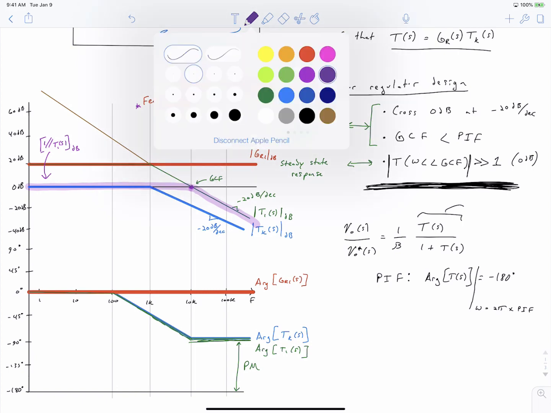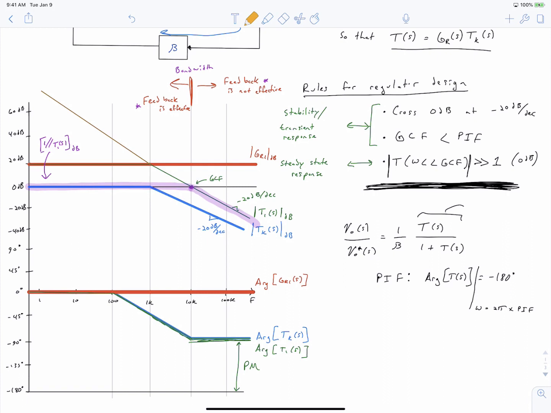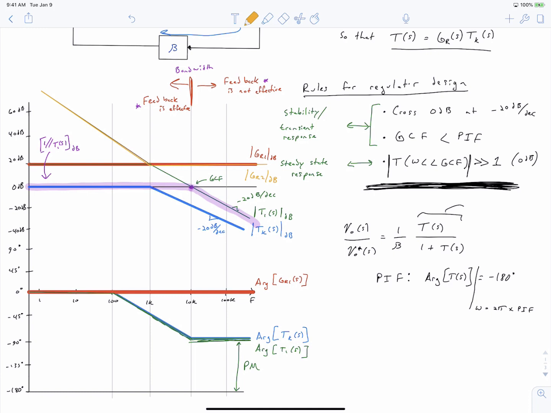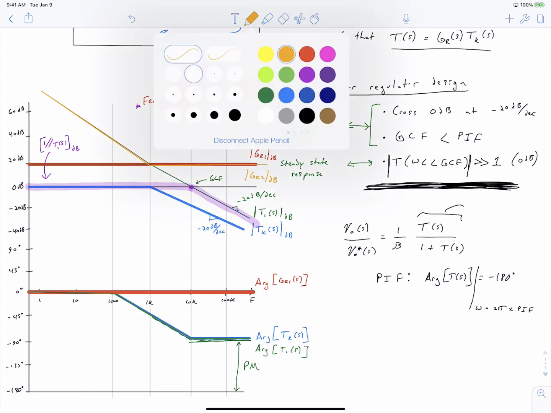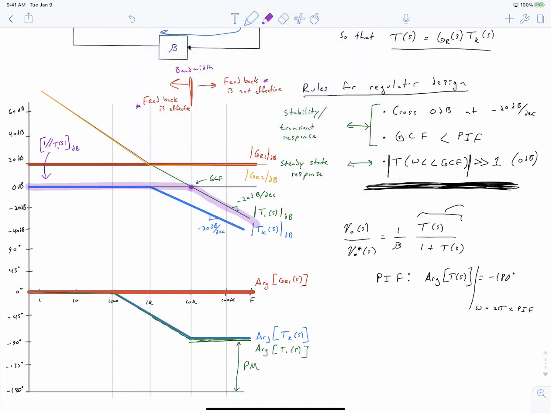Again, we're running out of colors here. I'll use some orange. So if our regulator has a transfer function that takes this path, we can see that if we were to add GR2 to the kernel of our loop gain, we'll end up with that brown transfer function. So let me draw that brown transfer function a little bit more clearly. The brown transfer function is taking this path right here.